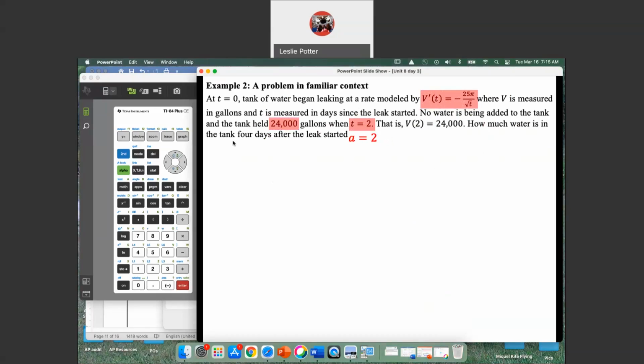The question is, how much water is in the tank 4 days after the leak started? So the leak started at time t equals 0. So in other words, it's been leaking for 2 days by the time we figure out how many gallons are in it. We want to know how much water is in the tank 4 days after the leak started, which is 2 days after we looked into it, if that makes sense. So we want to accumulate from 2 to 4 that rate of leaking, and then we want to also consider where we started, which is 24,000 gallons, excuse me.